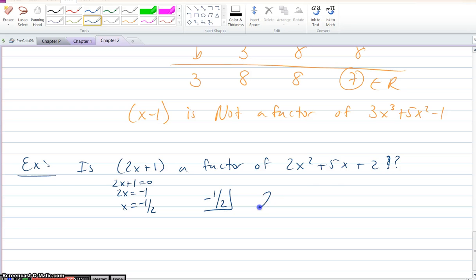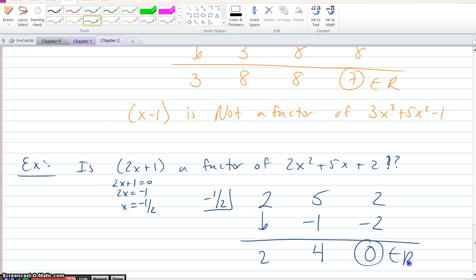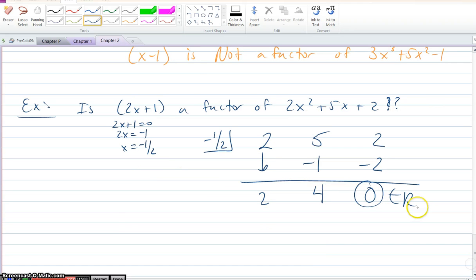So negative 1/2, we got 2x squared, we got 5x's, we got 2 as a number. Bring down your 2. Negative 1/2 times 2 is negative 1. Add, you get 4. Negative 1/2 times 4, you get negative 2. Add, you get 0. So we got a remainder of 0, which is telling me that 2x plus 1 is a factor of 2x squared plus 5x plus 2. So if I factor it, this is going to be one of your two factors for that quadratic.